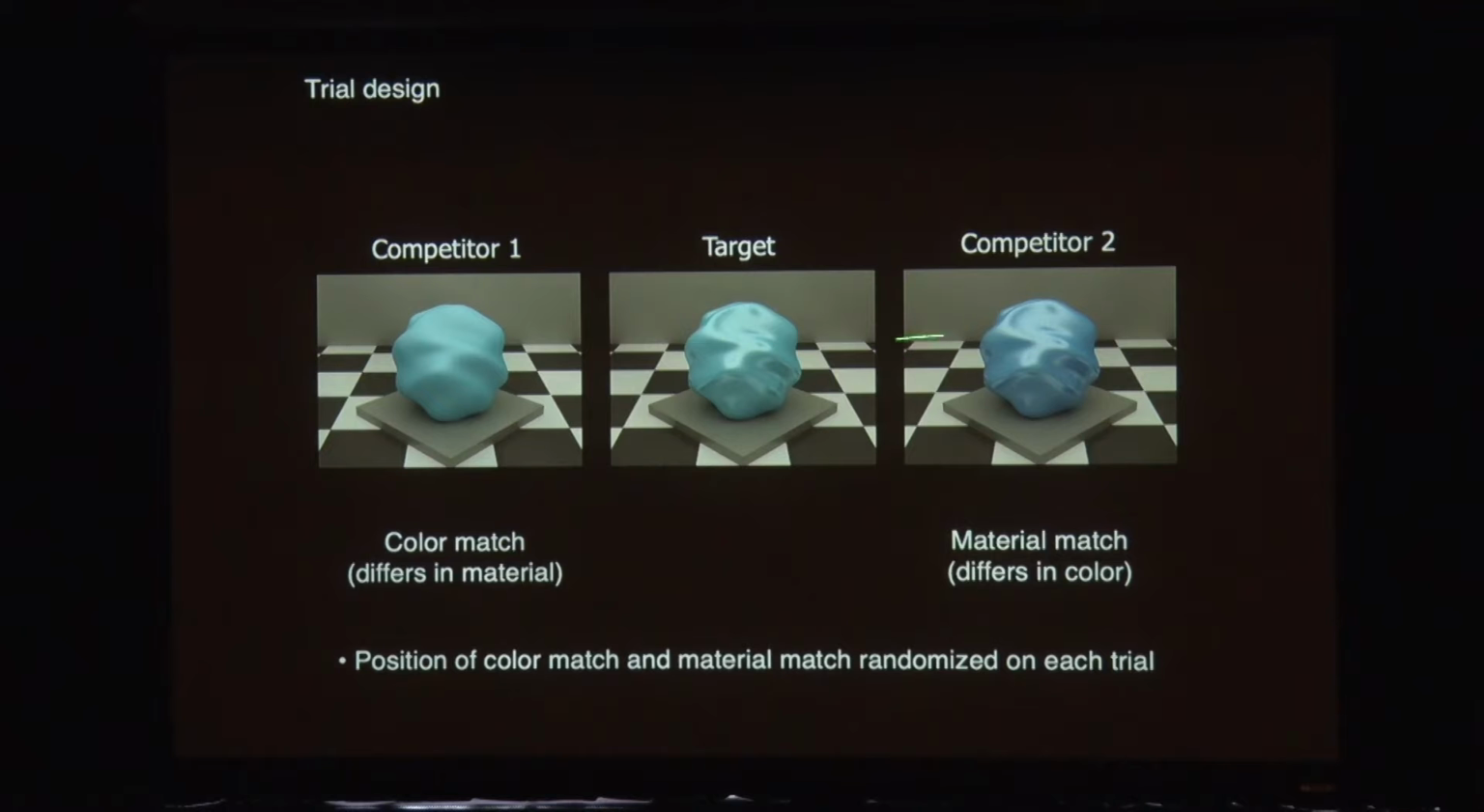And the material match was the same material rendered with the same geometric reflectance properties, but it differed in the surface spectral reflectance, so it differed in color. So we have color match and material match. And on each trial of the experiment, where the color match was and where the material match was randomized left-right, and the degree of difference was varied in a systematic way.